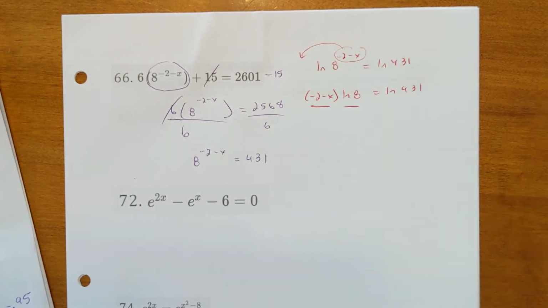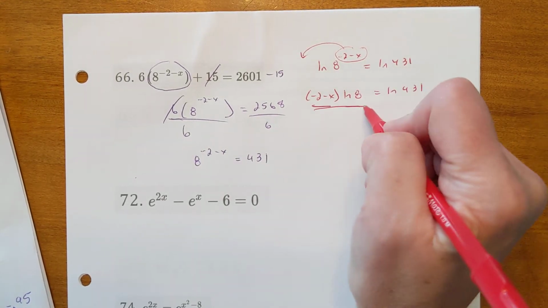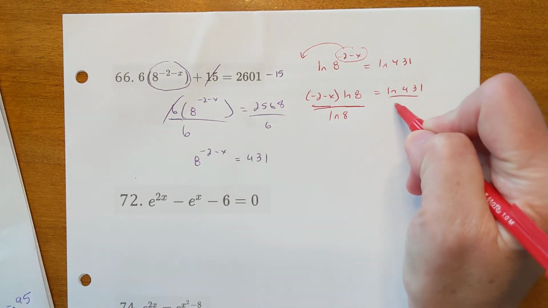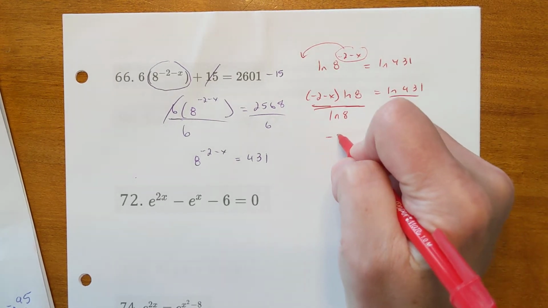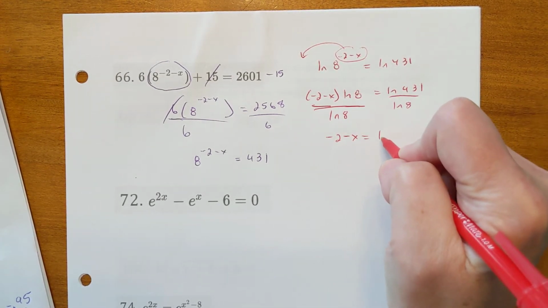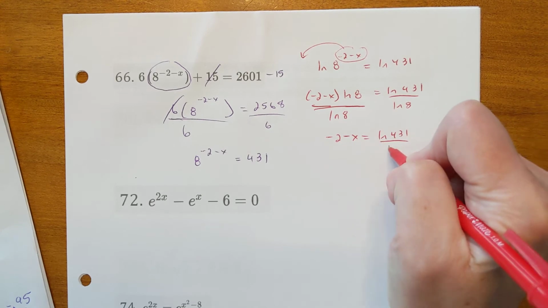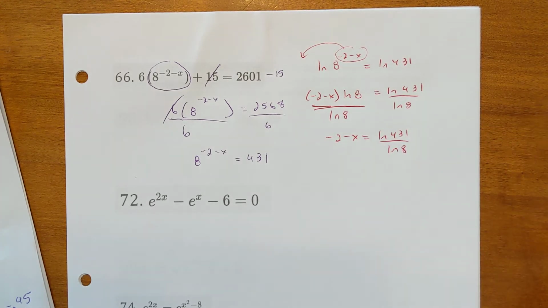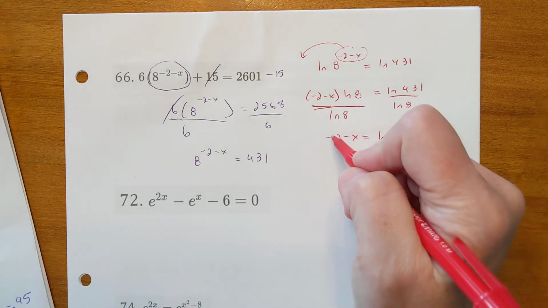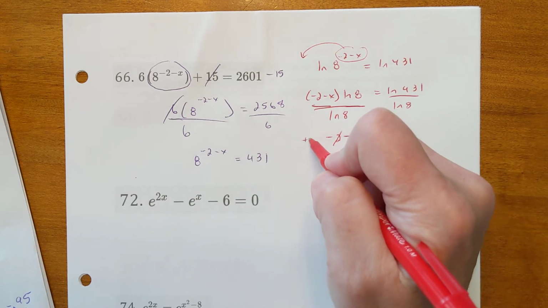So we have 2 chunks over here multiplied together. Resist the temptation to multiply across by the natural log of 8. You're just going to make a bigger mess. Get rid of that whole chunk. So divide both sides by the natural log of 8. So that would leave then negative 2 minus x equals the natural log of 431 over the natural log of 8. And then move the minus 2 to the other side by adding 2.